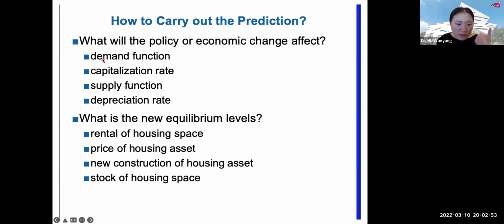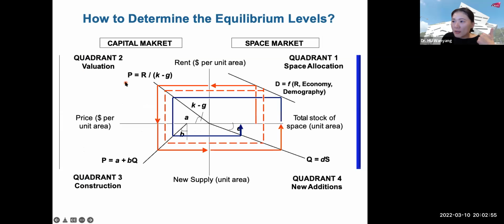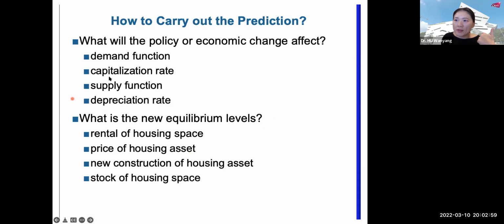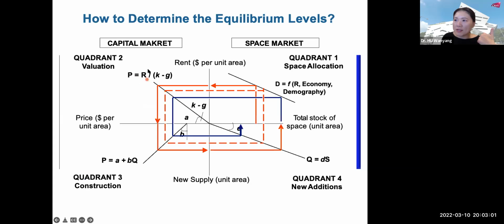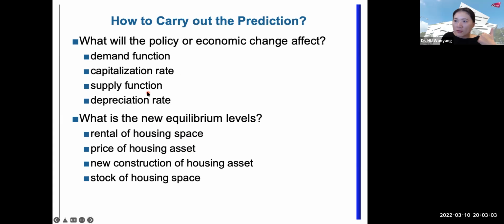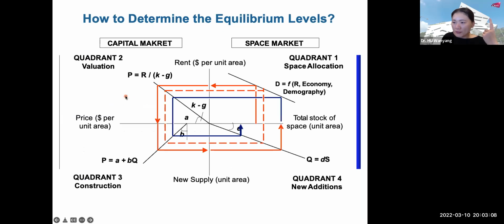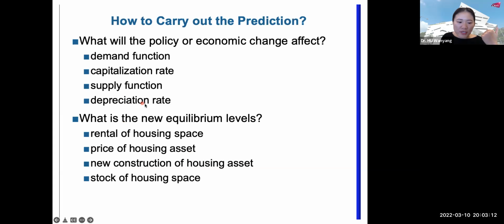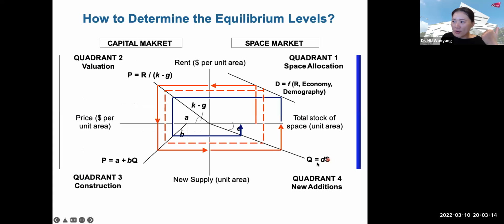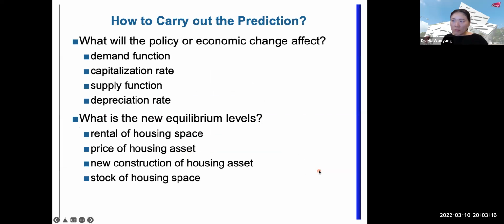The policy and economic condition changes will affect the demand function, which is here. They will affect the capitalization rate. They will affect the supply function, the supply of new housing, which is here. They will affect the depreciation rate, which is here in quadrant 4. So all the policy and economic changes will affect these three quadrants.